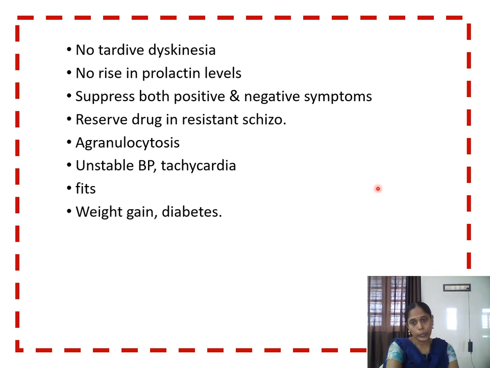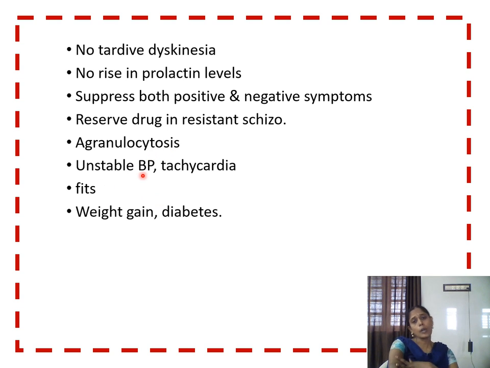What is the drawback with clozapine? Clozapine is the reserve drug for resistant schizophrenia. Only when schizophrenia is not treated with your typical agents or other atypical agents, the last reserve drug is clozapine. So you should not use it as a common one. Only in resistant cases you have to use this clozapine. And it can cause agranulocytosis. Again, white blood cell count, you have to go for counts. Clinically, not that many cases of agranulocytosis have been reported, right? So it can cause side effects, but it's not that common.